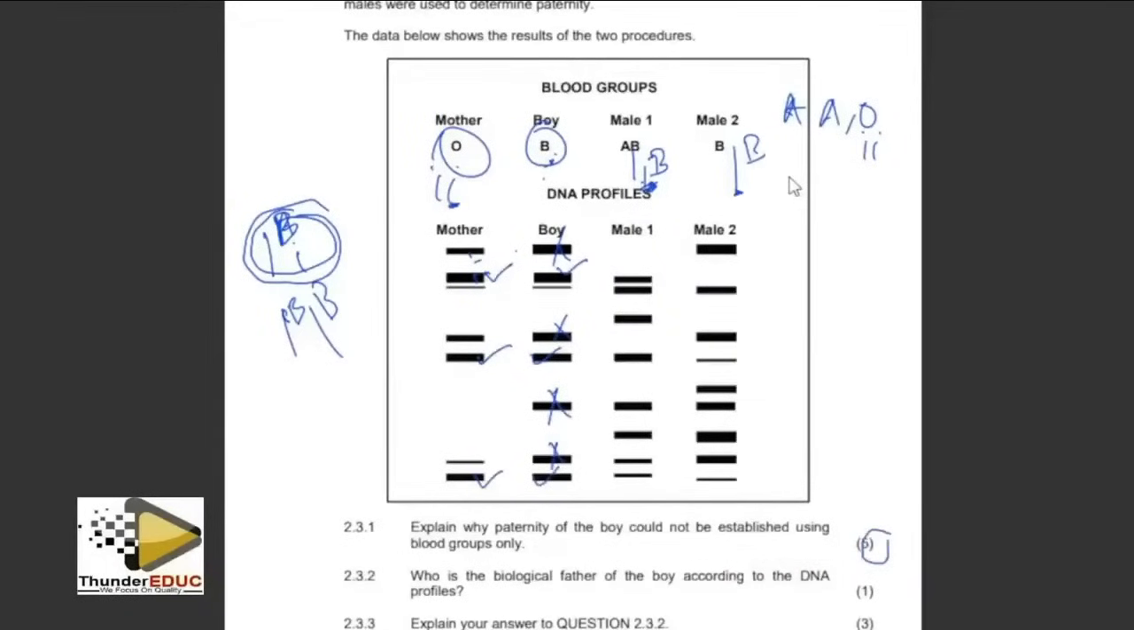So now all of those ones which have X must match with the male who is the father. That's why I'm saying that the remaining bands of the boy, after those of the mother have been removed, must match with the father. Okay, this one, yes, it matches. You see, this one, yes, it matches. This one is matching with this. This one is matching this. That's why you say that individual 2 is the father. Male 2 is the father of the boy, because the remaining bands of the boy have matched with male 2. All right.